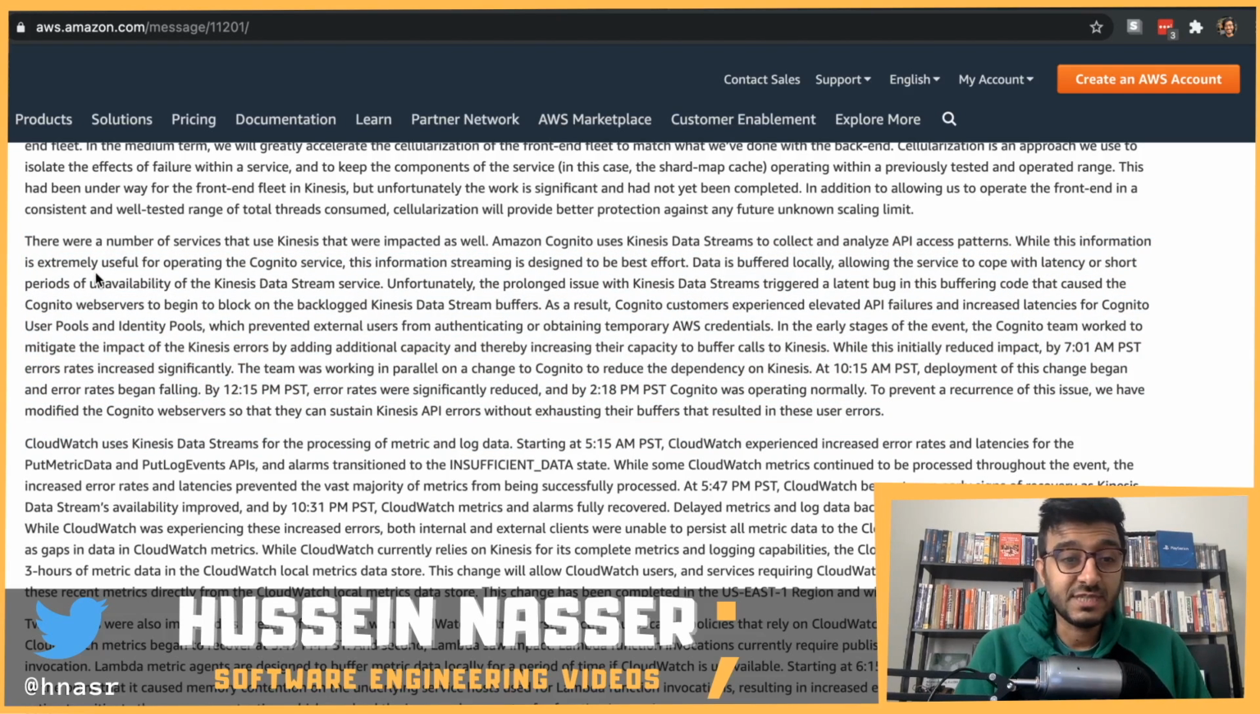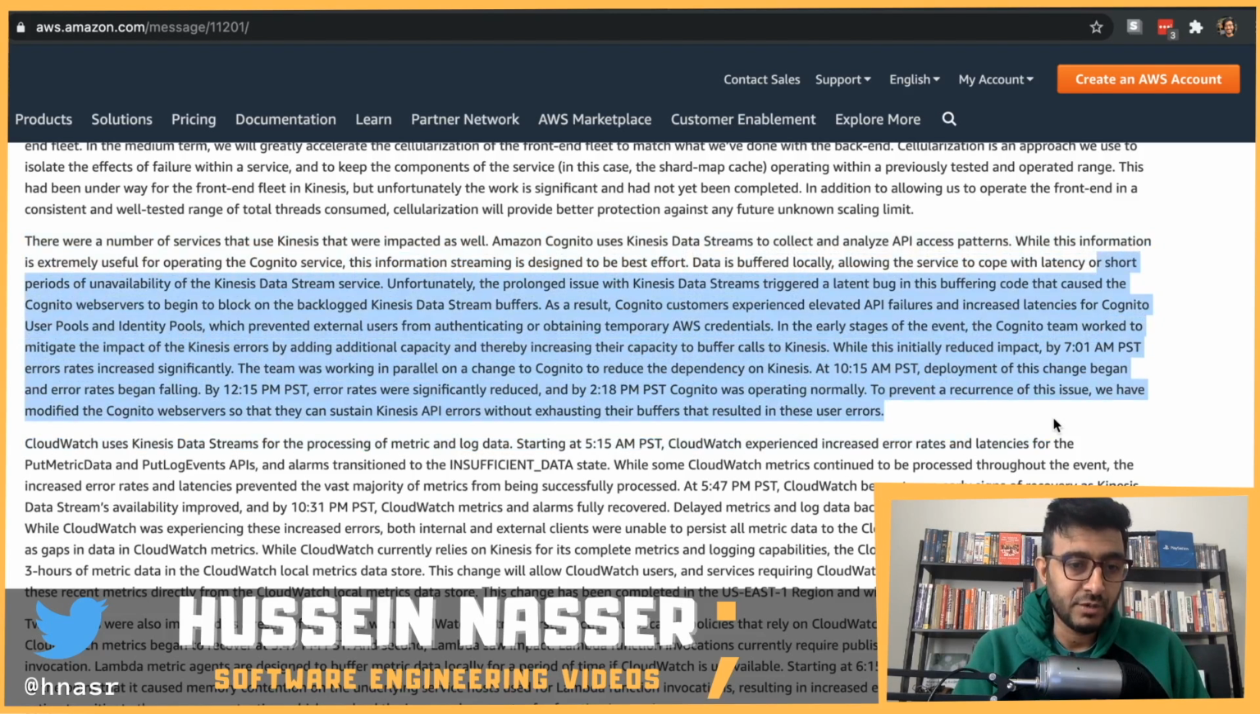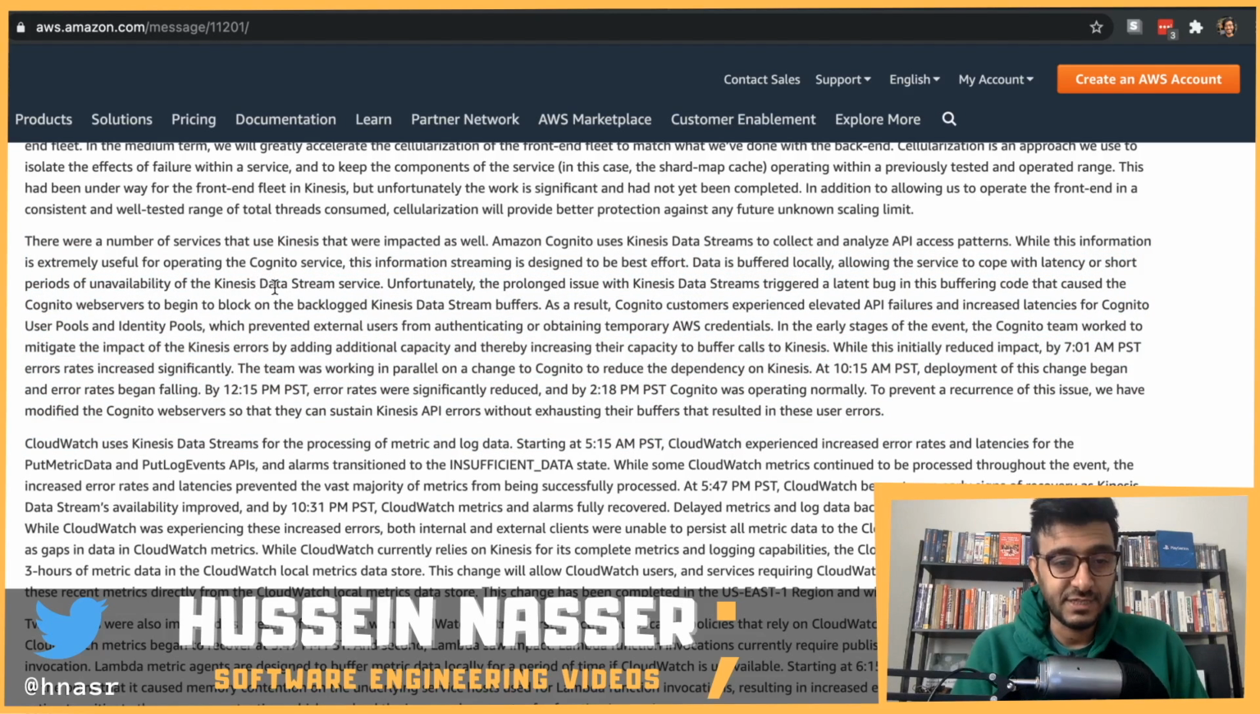While this information is extremely useful for operating the Cognito service, this information streaming is designed to be best effort. Data is buffered locally, allowing the service to cope with latency or short periods of unavailability of the Kinesis data system. So there is some buffering going on, right? Unfortunately, the prolonged issue with Kinesis data stream triggered a latent bug in the buffering code that caused Cognito's, oh my God, that is genius.